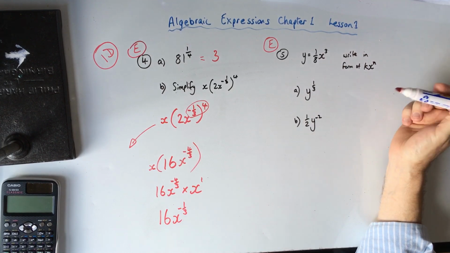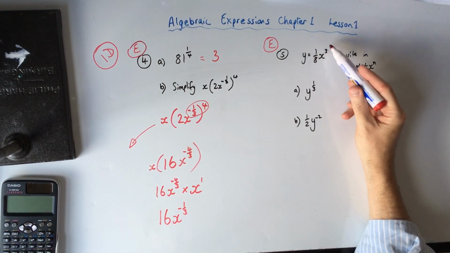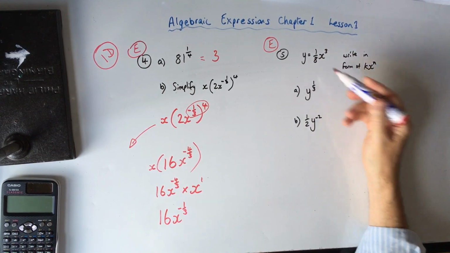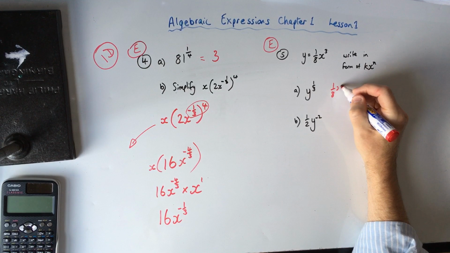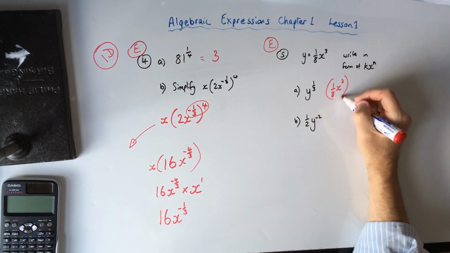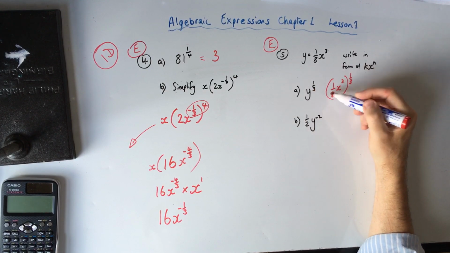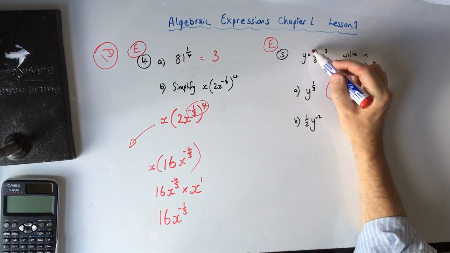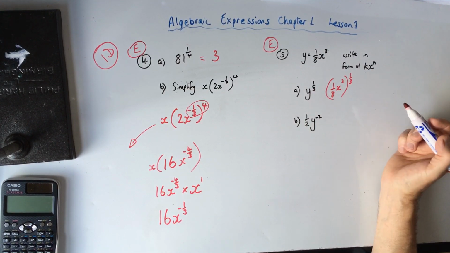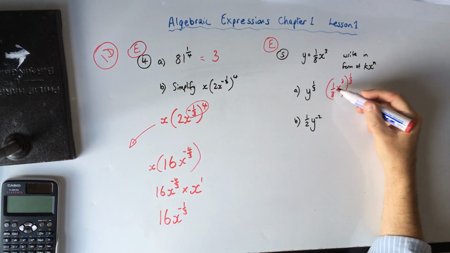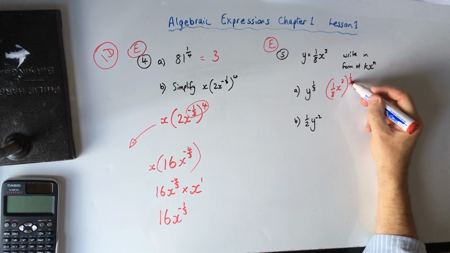This one, question 5, looks a little bit harder. It's saying y is equal to all of this, find y to a third, so it's 1/8 x cubed all to the power of a third. Okay, so all of that is your y, so it's all of that to the power of a third. Well, the 1/8 to the power of a third, that is the cubed root.